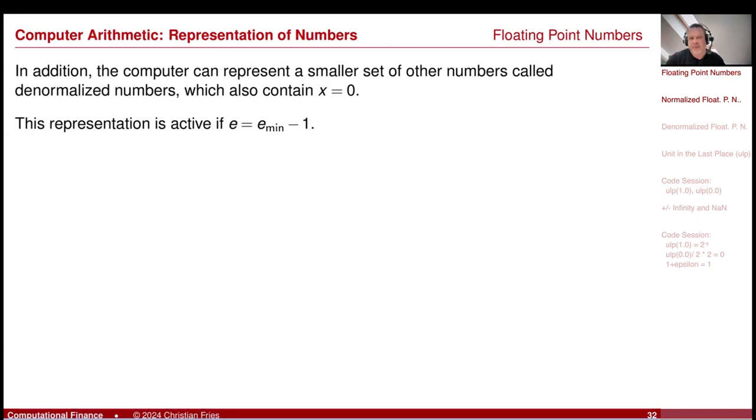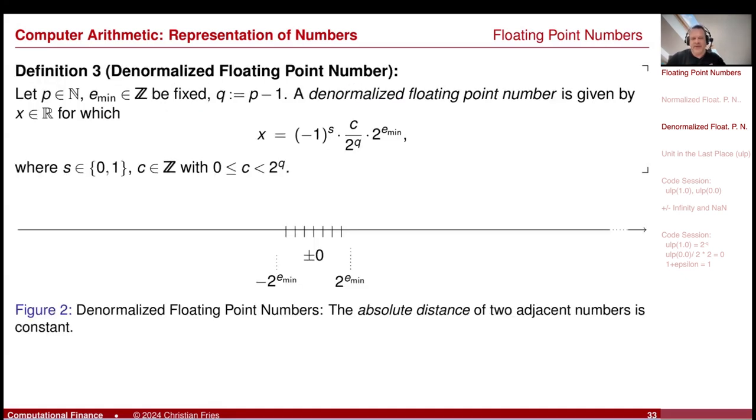And the computer can represent a smaller set of other numbers, and these numbers are called the denormalized numbers, and this set also contains now the 0. This representation is now active if e is equal to e min minus 1. Yeah? So we have the special value on the left side for my exponent e min. E is equal to e min minus 1. The computer will skip to a different representation for the floating point number x.